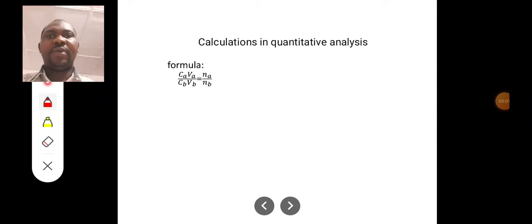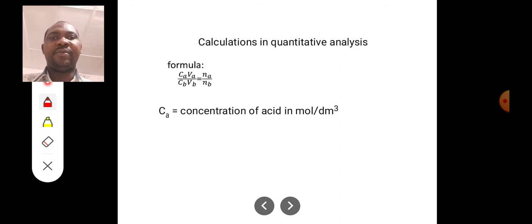Okay, so here we are going to look at calculation involving qualitative analysis, especially calculation in titration. The formula we are going to be using is CAVA over CBVB equal to NA over NB. So that's the formula we use during titration.